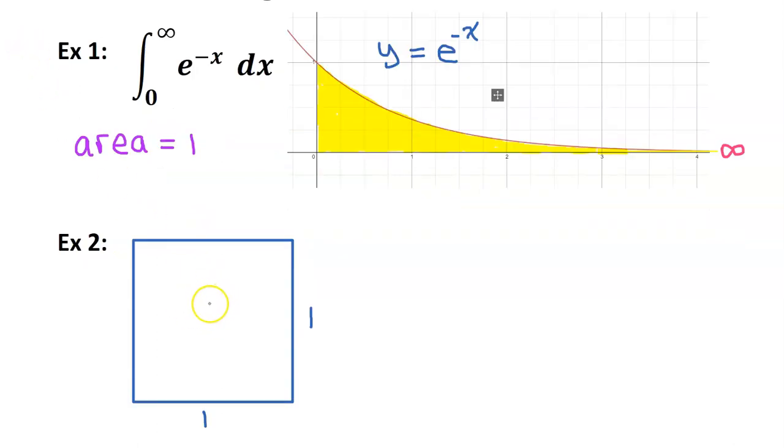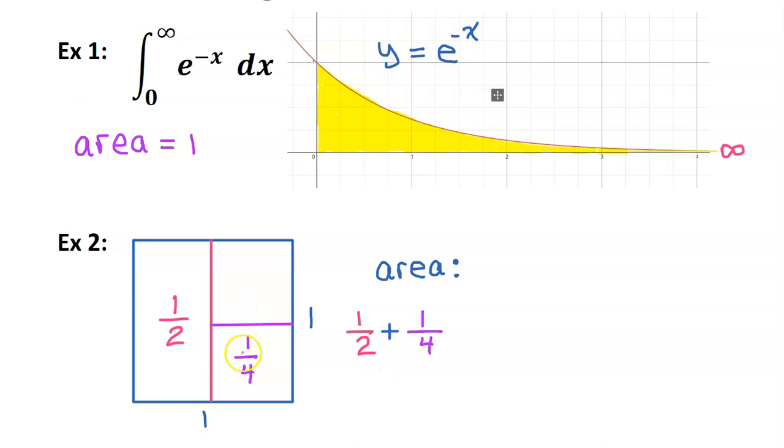Here's another example of an infinite region that has a finite area. We start with this square, 1 by 1. Of course, the area is equal to 1. That's not the infinite part. Let's start by taking half of this square. So the area is 1/2 so far. Then we add in half of the remaining space. So that's 1/2 plus 1/4.